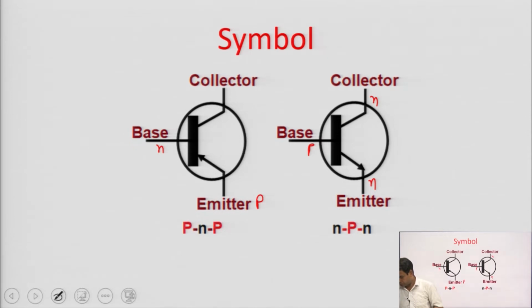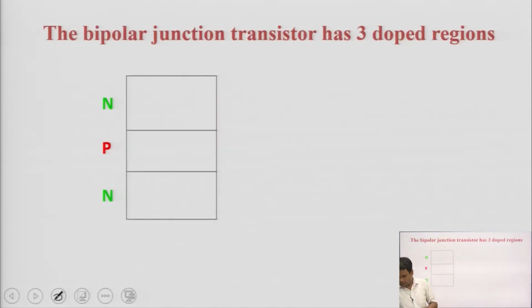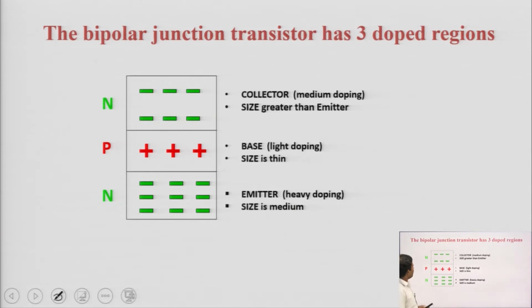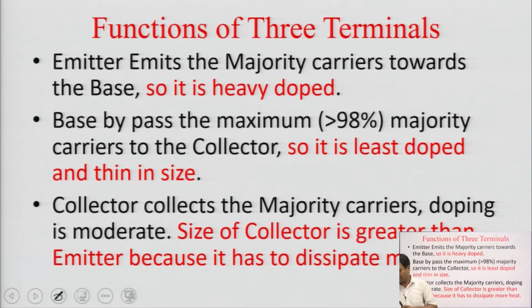Now these are the 3 layers. Okay guys, we have n type collector and n type emitter, because the p type is sandwiched in between 2 n types. So in the n type collector and n type emitter, the majority charge carriers are electrons. On the other hand, in the p type base the majority charge carriers are holes. Now what will be the doping of these 3 layers and what will be the size of these 3 layers, I will discuss in the next slide.